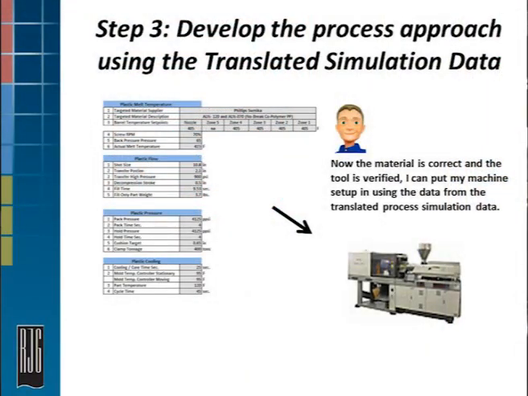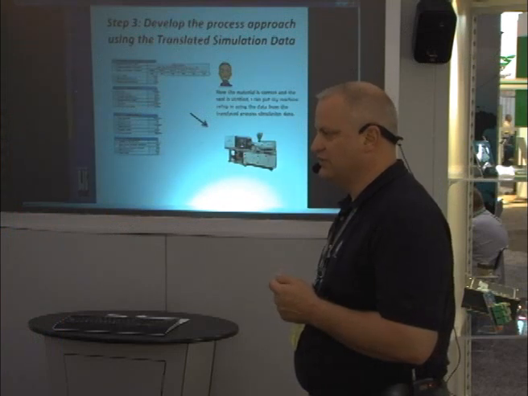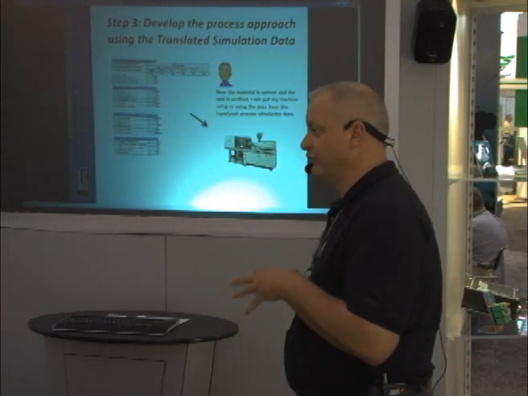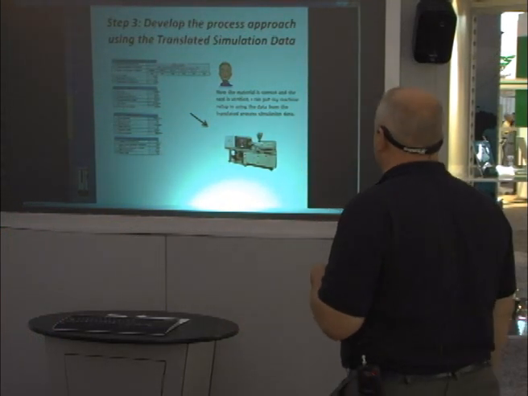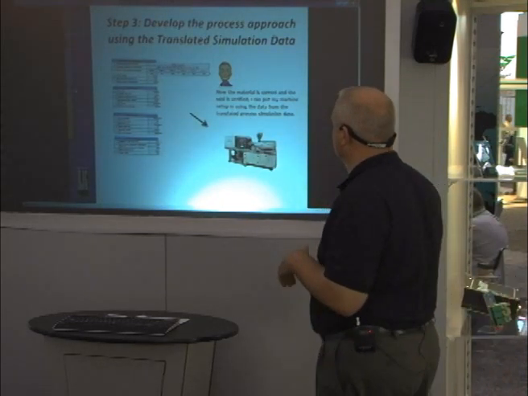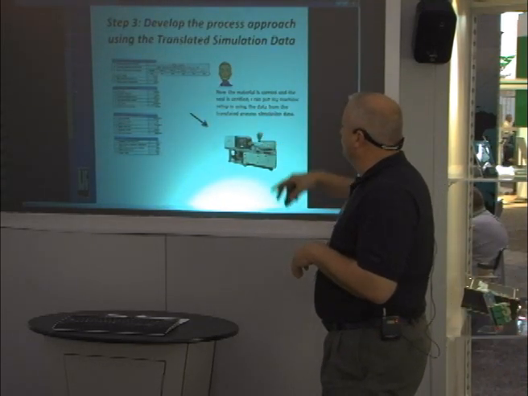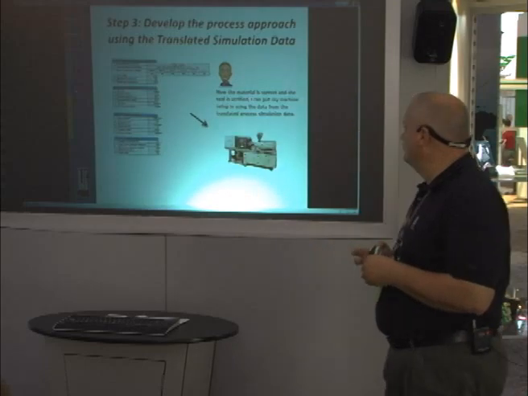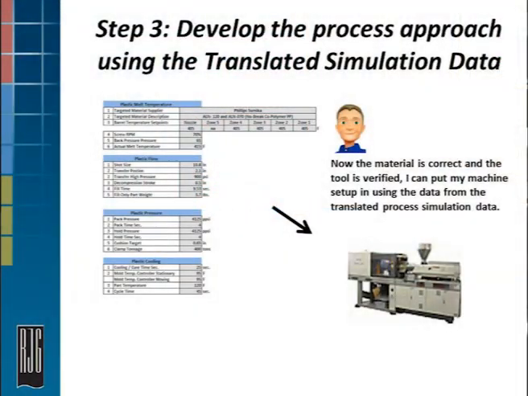So once I've developed the process and I've got this information and I've translated it, at this point in time I might actually do some cavity balance studies and some various things that go along with a robust setup, which we teach in our systematic courses. So Elmer went through that process. Now the material's correct, the tool's verified, and he's initially done things like cavity balance verification, linear speed checks on the machine, and those types of items.